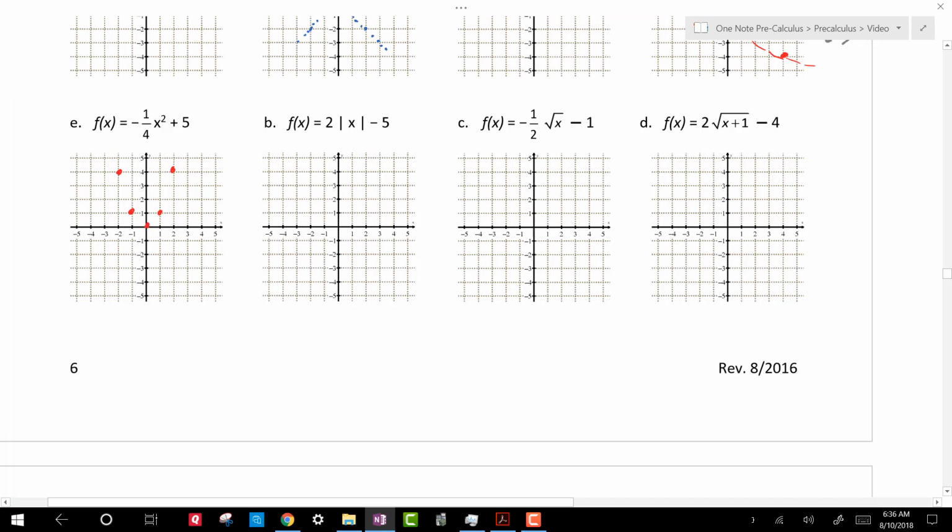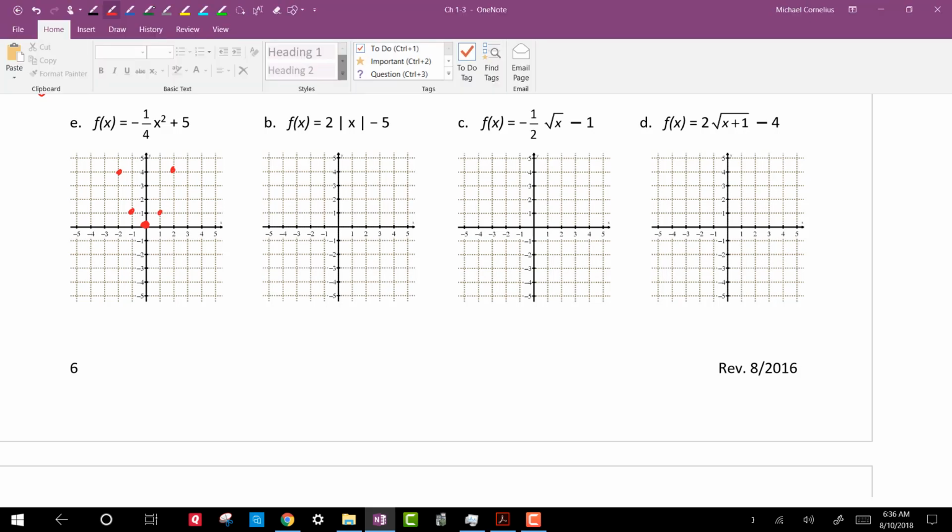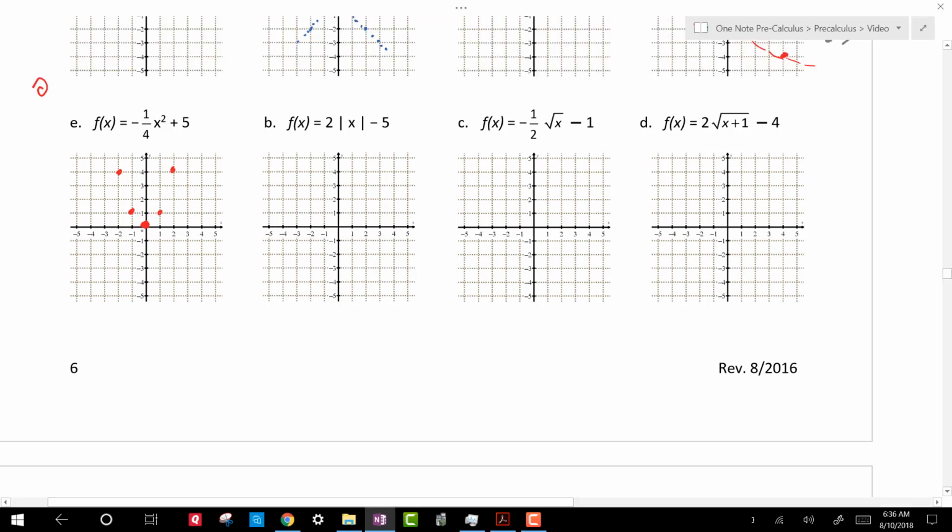0, 0 doesn't move. So it's going to stay at 0, 0. Alright, so 0, 0 doesn't move. Now, my next y value is at 1, and I want to multiply that by negative 1/4. 1 times negative 1/4 is negative 1/4. Check out where these guys end up. They end up on the other side of the x-axis, which is exactly where they should be.